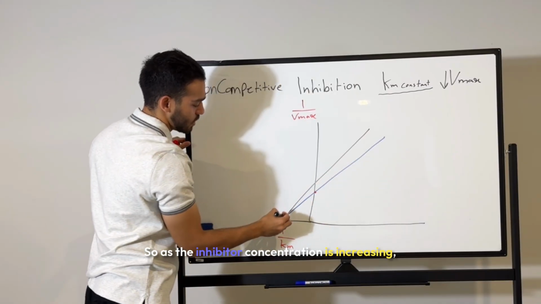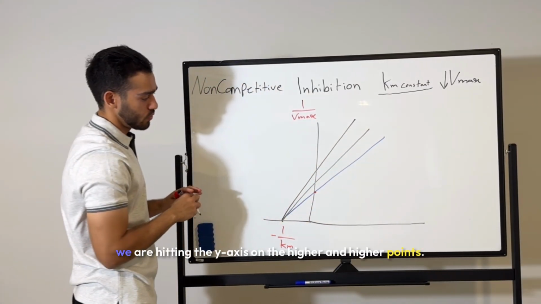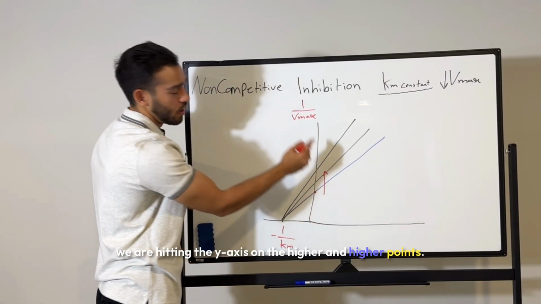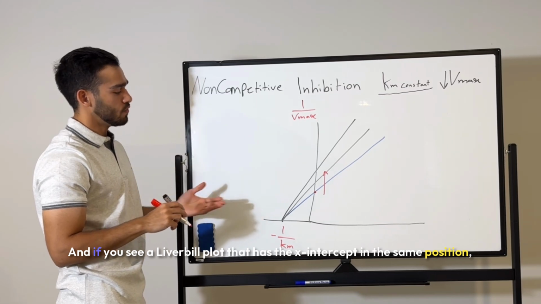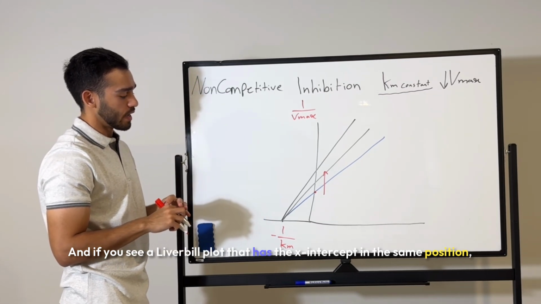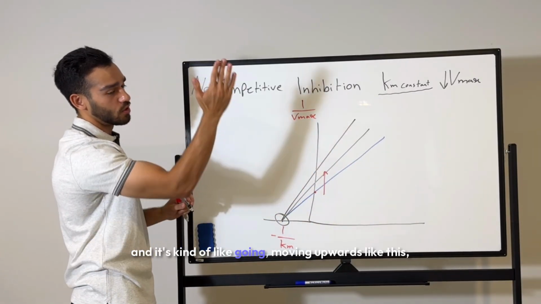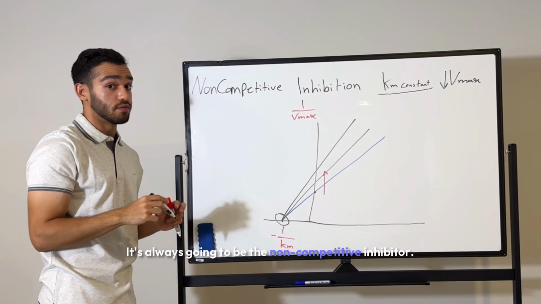So as the inhibitor concentration is increasing, we are hitting the y-axis on higher and higher points. And if you see a Lineweaver-Burk plot that has the x-intercept in the same position and it's kind of like moving upwards like this, it's always going to be the non-competitive inhibitor.